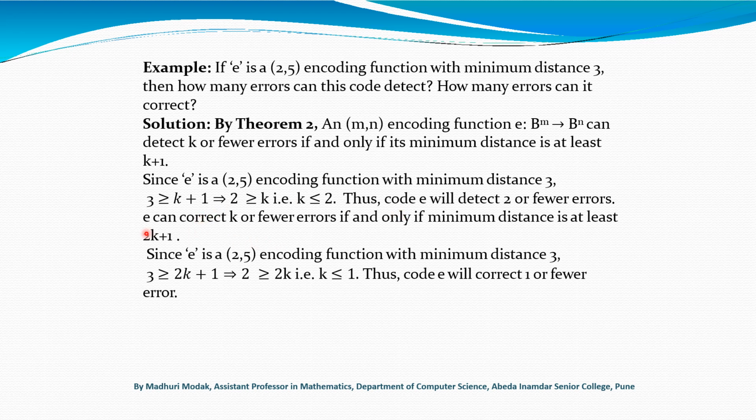Now, E can correct k or fewer errors if and only if minimum distance is at least 2k plus 1. Now, the minimum distance is given as 3. So, 3 is at least 2k plus 1, means 3 is greater than or equal to 2k plus 1. So, solving we get 2k plus 1 less than or equal to 3. That is 2k less than or equal to 2. So, k less than or equal to 1. So, the code will correct 1 or fewer errors.